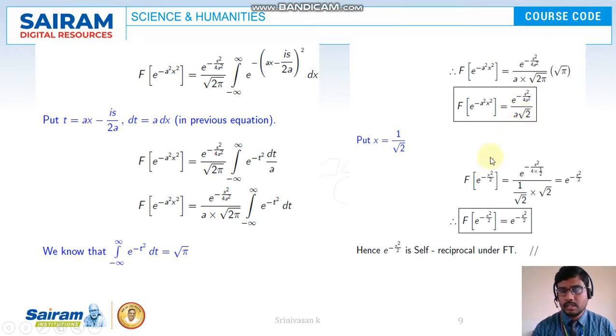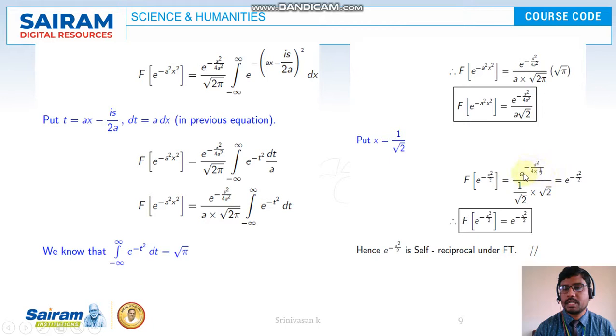Now substitute a equal to 1 by root 2. Why do I substitute a equal to 1 by root 2? Our aim is to prove that e^(-x²/2) is self reciprocal. So I don't want the a. So substitute a equal to 1 by root 2, a² equal to 1 by 2.